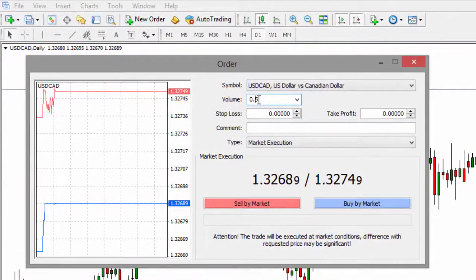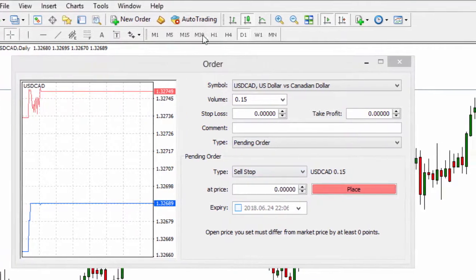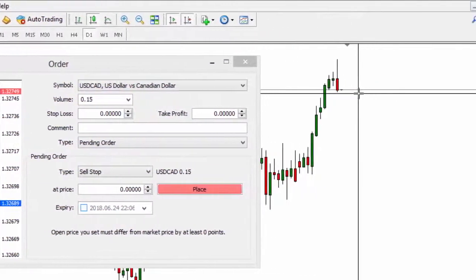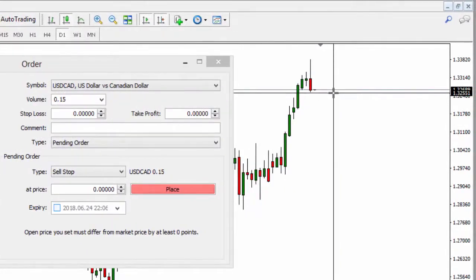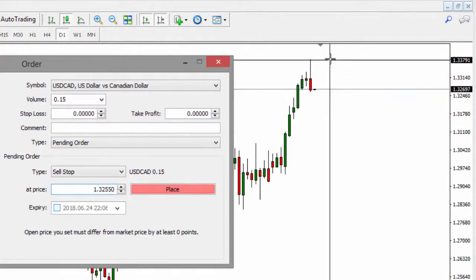So for this counter trend trade setup, I'm going to be placing a sell stop pending order for only 15 mini lots of the USD CAD. The trade entry level for this sell stop pending order is going to be about 2 pips away from the lowest price level of the valid hammer candlestick, which we've just spotted on the daily chart of the USD CAD. And as you've just seen on the screen, my trade entry price level is going to be located at the 1.3255 price level.